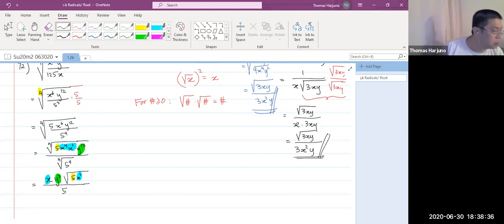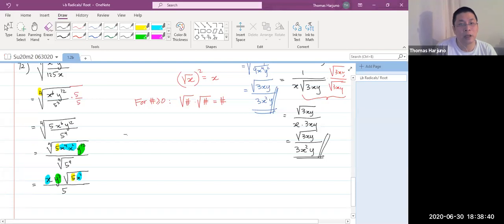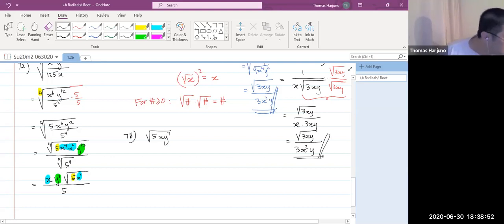How about number, let me jump ahead to number 78. Number 78, I have the square root of 5xy to the 7th. Is it to the 7th? Yeah. Times the square root of 15 x cubed y cubed.